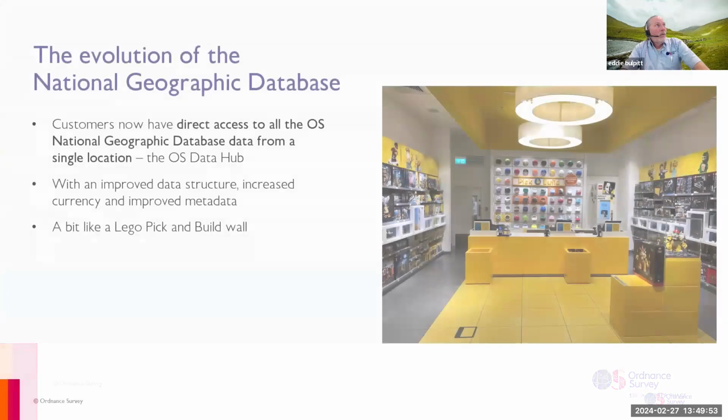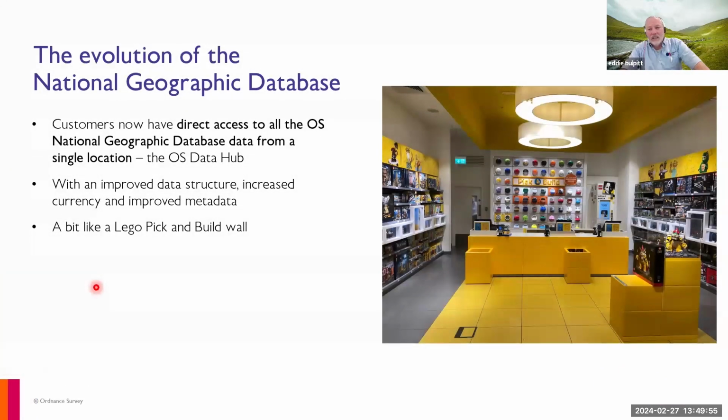So what is the National Geographic Database? It's available through the OS Data Hub, and the data structure has been improved for the NGD to make the data more useful for analytic purposes, because our existing in-life products, I think it's fair to say, are still largely cartographic in their specifications. And you could then argue, so why didn't we make the existing data more analytical rather than introduce a new product offering? A couple of reasons for that.